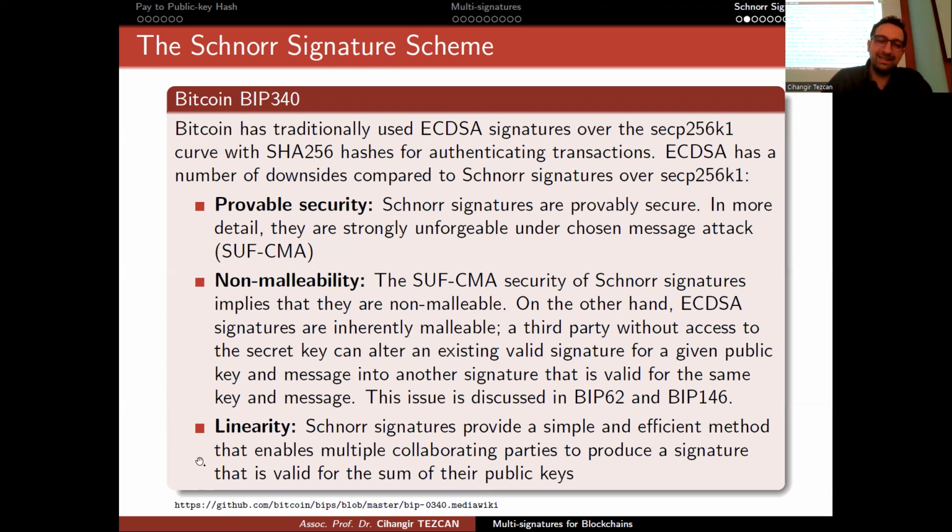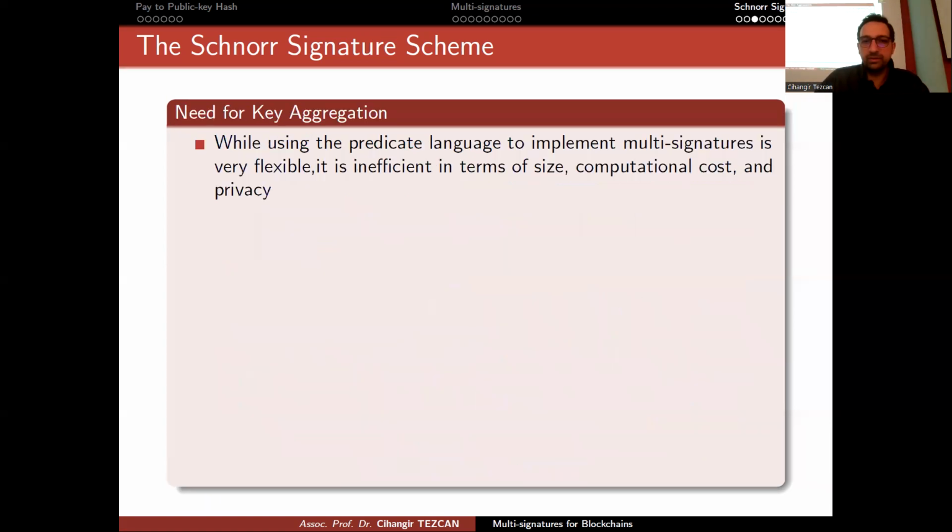But more importantly, it has linearity. So this is where we use key aggregation. Schnorr signatures provide a simple and efficient method that enables multiple collaborating parties to produce a signature that is valid for the sum of their public keys. So that is the whole idea. Here I listed the BIP link. If you're interested, you can read the whole Bitcoin improvement proposal description and see why Schnorr signatures are somewhat better than these signatures.